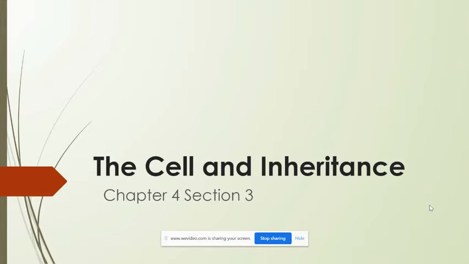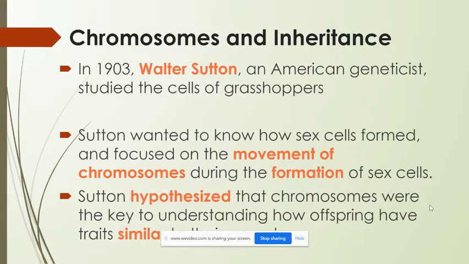Alright guys, we're going to go through our chapter 4 section 3 notes on the cell and inheritance. This is just going briefly through how our sex cells are created and introducing the topic of meiosis. We will be getting into more with meiosis later next week. So let's begin. Alright, chromosomes and inheritance.